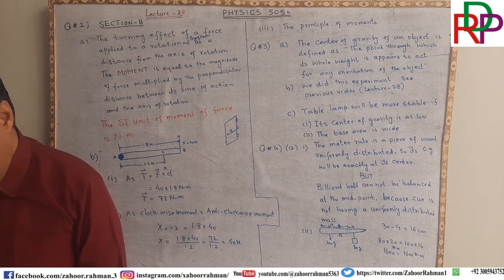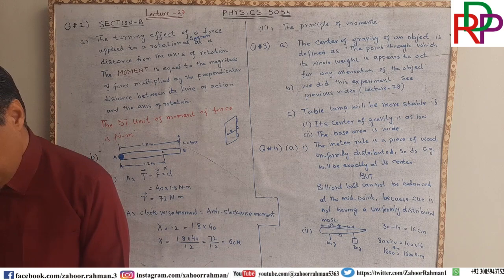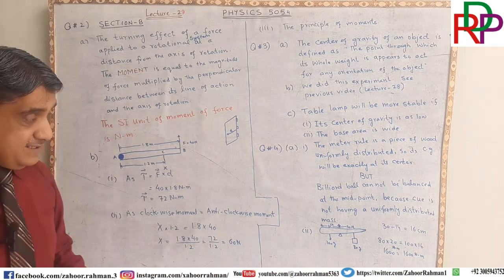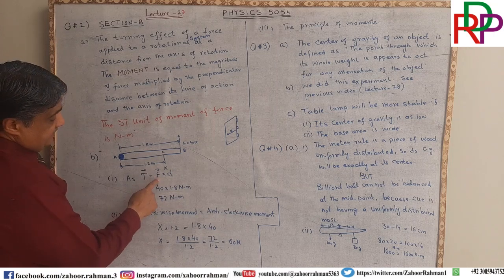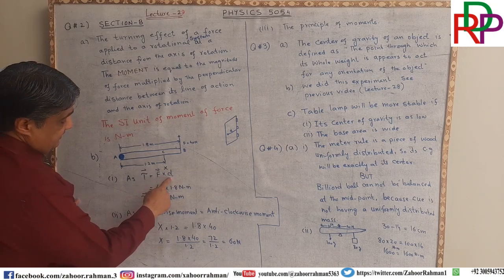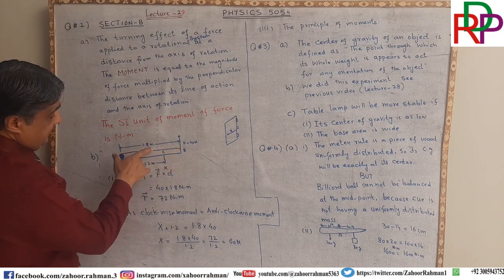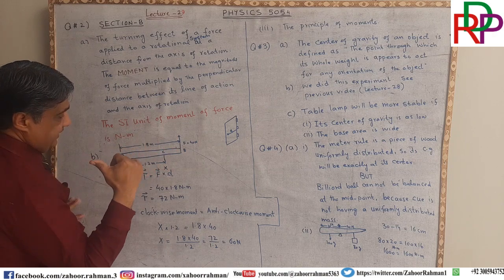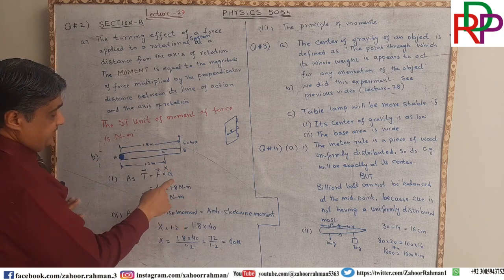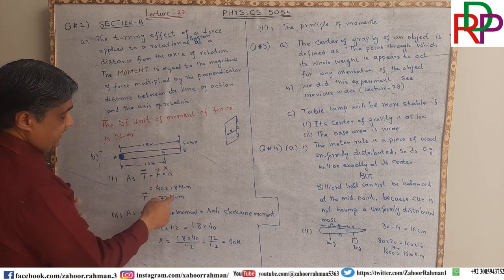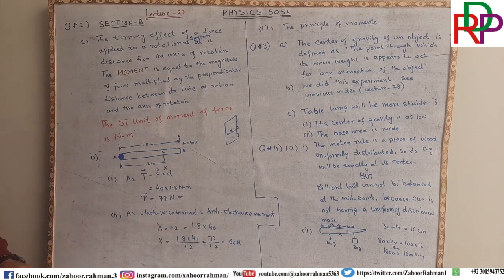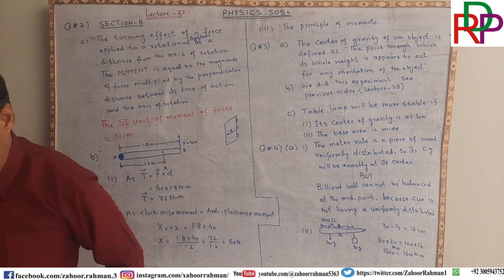Calculate the moment of this force about A. This is the first part. So the moment about A is equal to F cross D. F is 40 and D is 1.8, as given in the diagram. So when we multiply, 72 Newton meter is the answer.